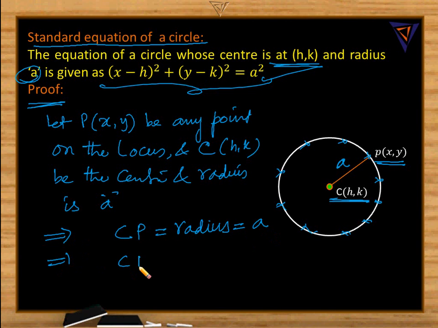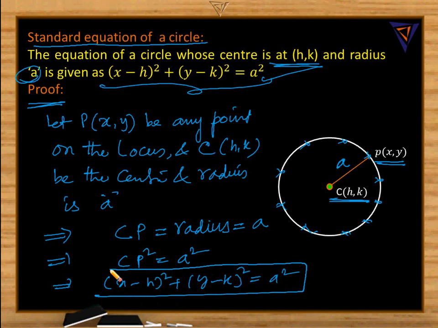And for convenience, if we square on both sides, CP squared is equal to a squared, which implies the distance between them becomes (x minus h) whole squared plus (y minus k) whole squared is equal to a squared. So this is the equation of the circle with the center h comma k.